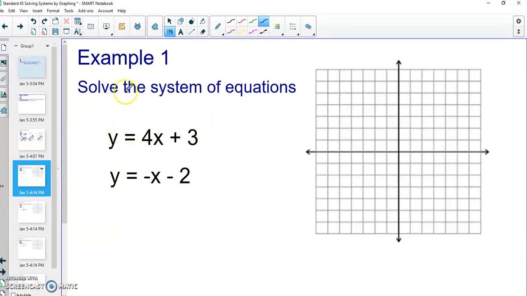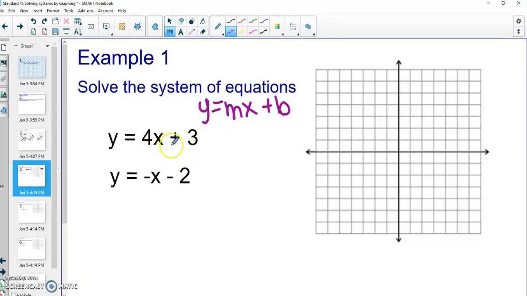Alright, example 1 says solve the system of equations. Since both of these are in slope-intercept form, we're going to start by graphing them, and we're going to see what their solution is. Remember, these are in y equals mx plus b form, m being our slope, b being our y-intercept, and we're just going to graph this.